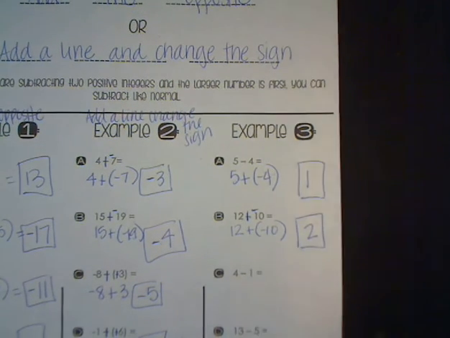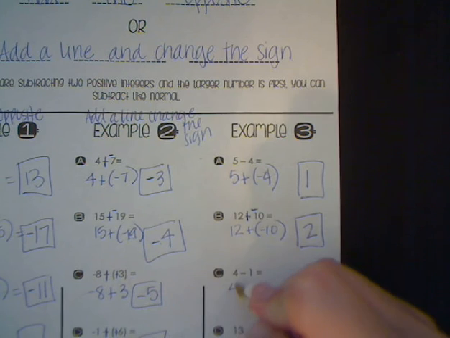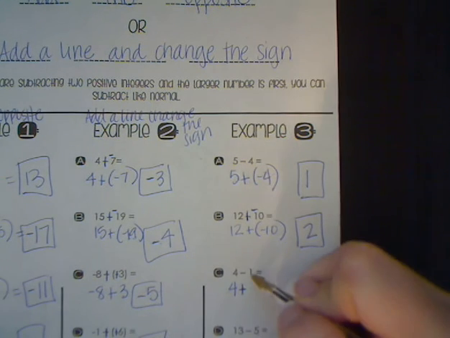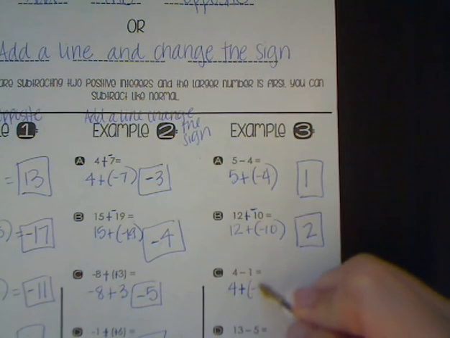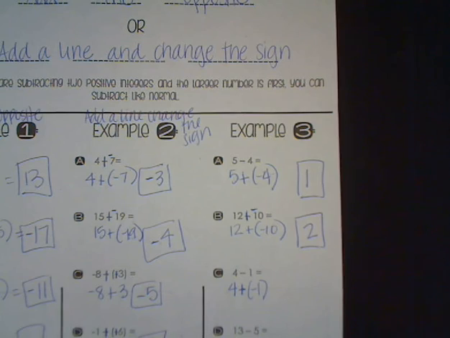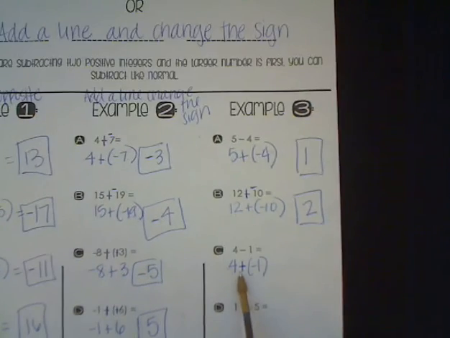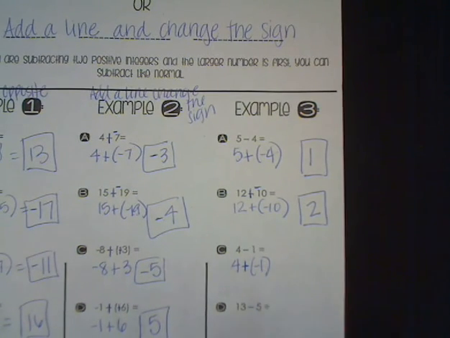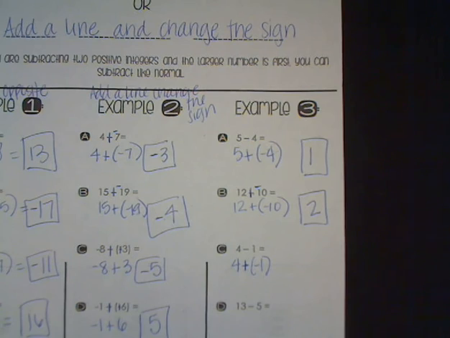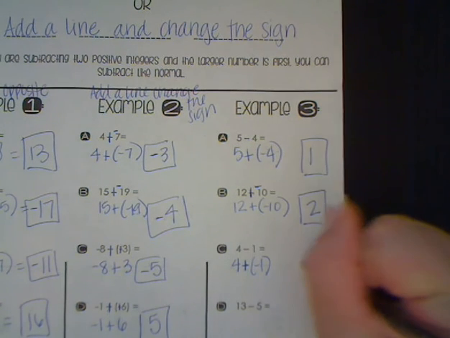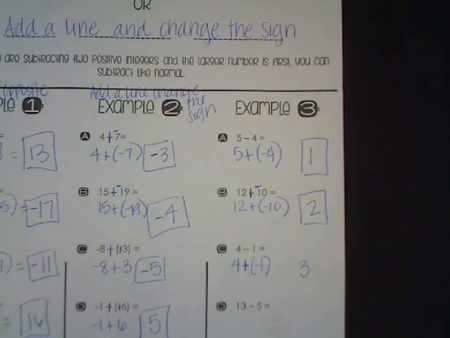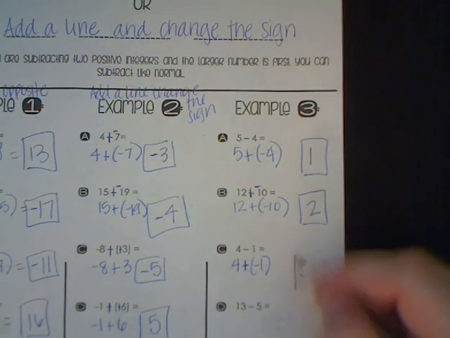Let's look at C. We're going to add the opposite. What's the opposite of positive 1? Negative 1. Okay? I've got a positive and a negative. My signs are different, so I'm going to take the difference. 4 minus 1 is 3. Which one do I have more of? I have 4 positives and I only have 1 negative. I've got more positives, so my answer is positive.